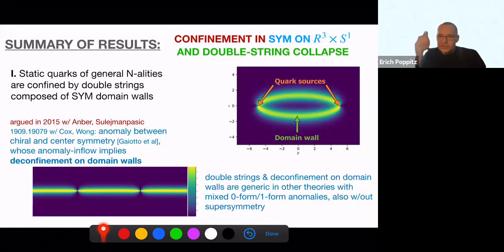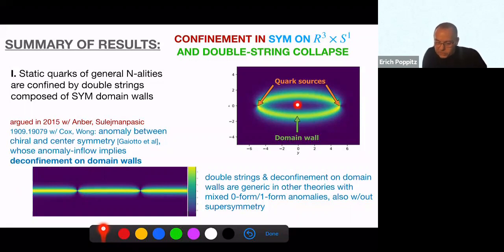But what's interesting is that at that time we didn't understand that there is some symmetry structure in this theory, which is very rich. There is a mixed anomaly between the discrete chiral and the one-form center symmetry. And as a matter of fact, this anomaly implies that quarks are deconfined on domain walls. So in some sense, you can argue that the mixed anomaly between the chiral and the center requires this picture, because you can take this string and open it up. So then you obtain two quarks. They hang on a domain wall.